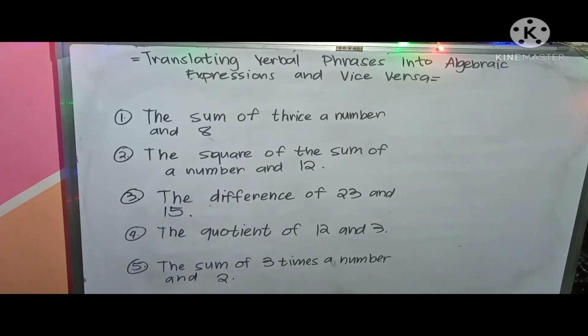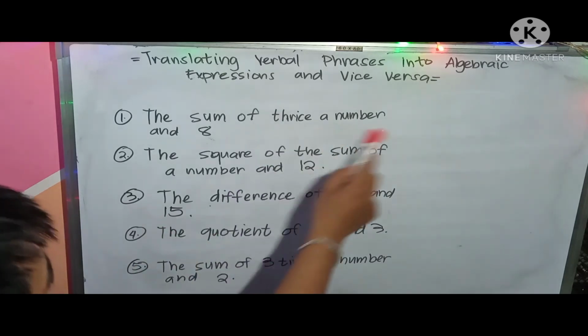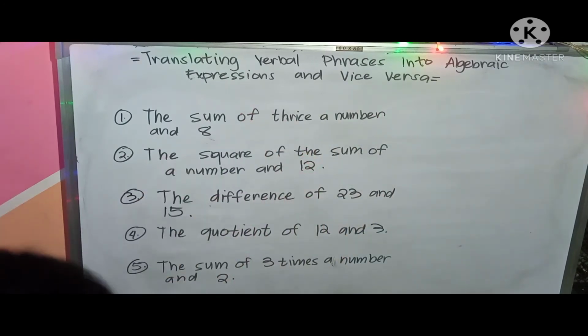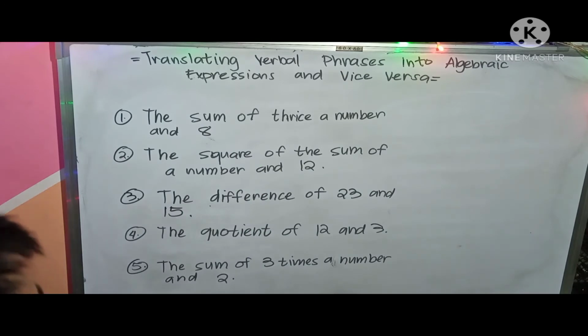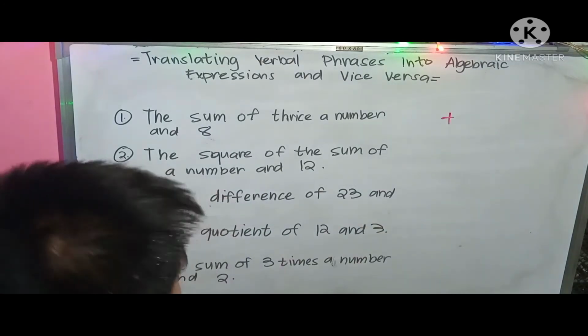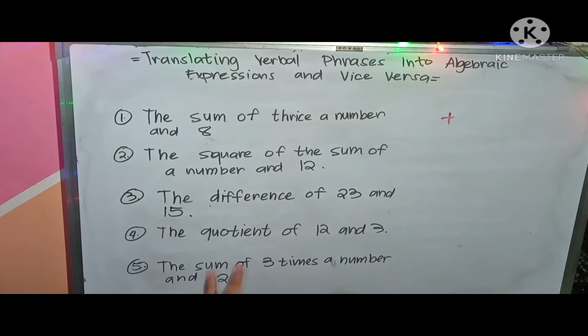So, dito sa number 1, the sum of thrice a number and 8. The sum daw. Sum nung thrice a number and 8. Ibig sabihin, kung sum yung tinutukoy, addition. So, we have here addition. The sum of thrice a number and 8.